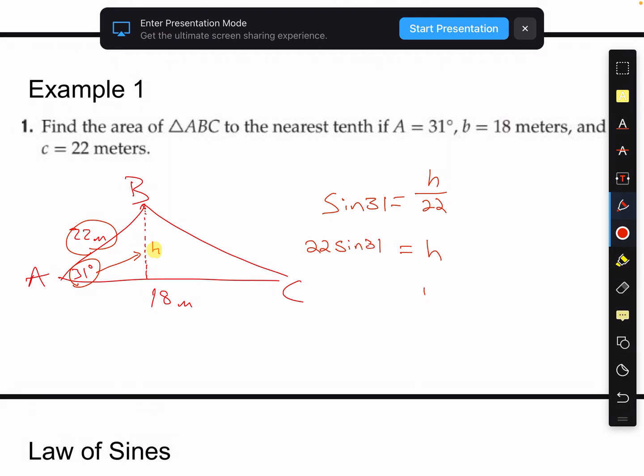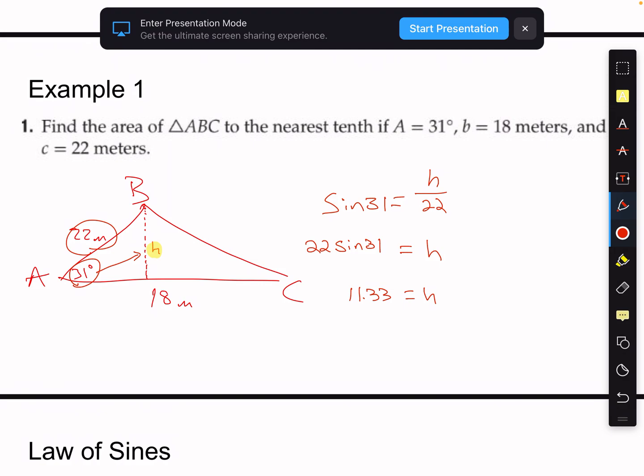And then you could find your h value. Let me just run this calculation really quick here. So I'm going to pull out a calculator. You should be doing the same. Make sure your calculator is set to degree mode. If you take the sine of 31 degrees, you should get 0.51-ish, and then you multiply that by 22, and you get 11.33. Okay, so your height is 11.33.